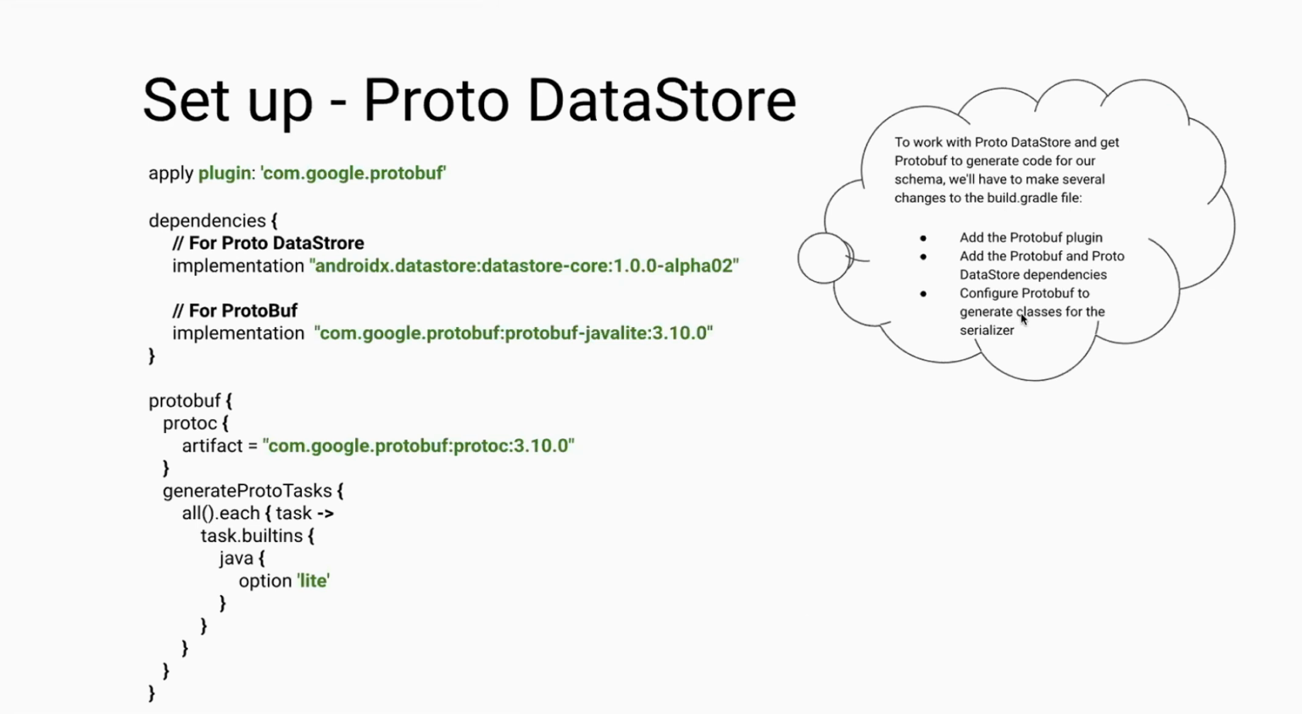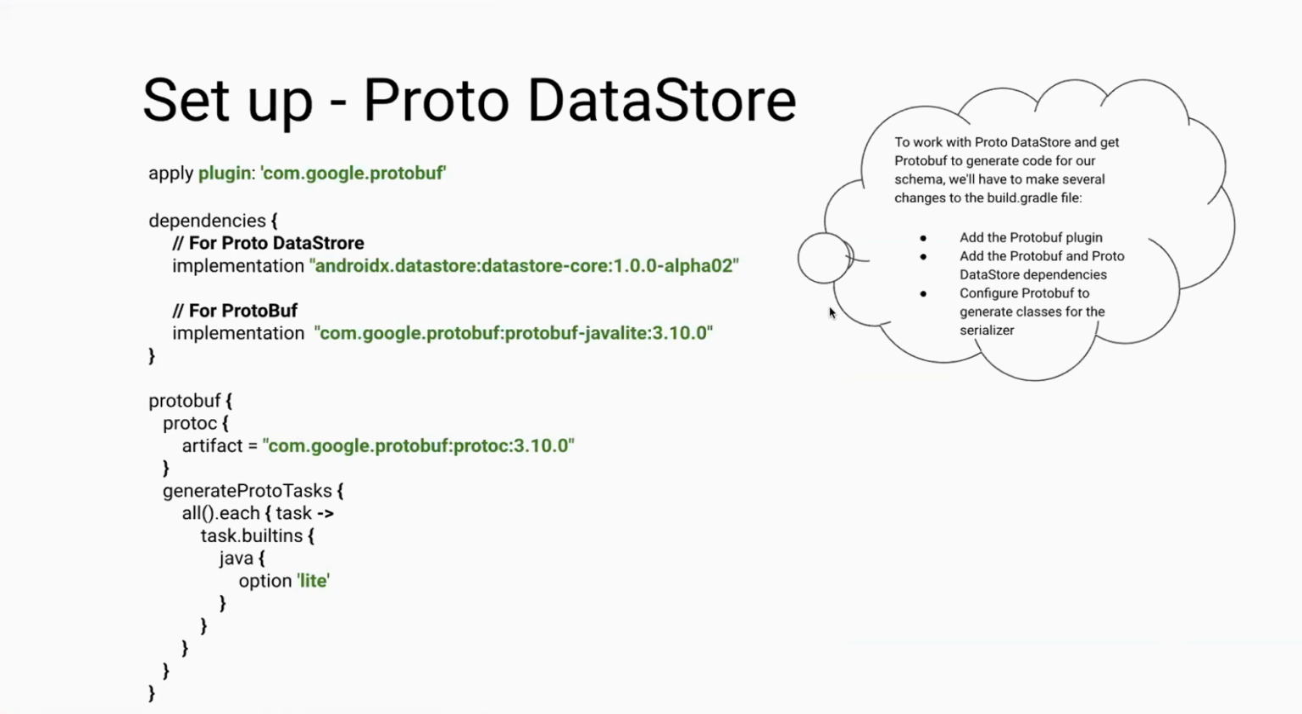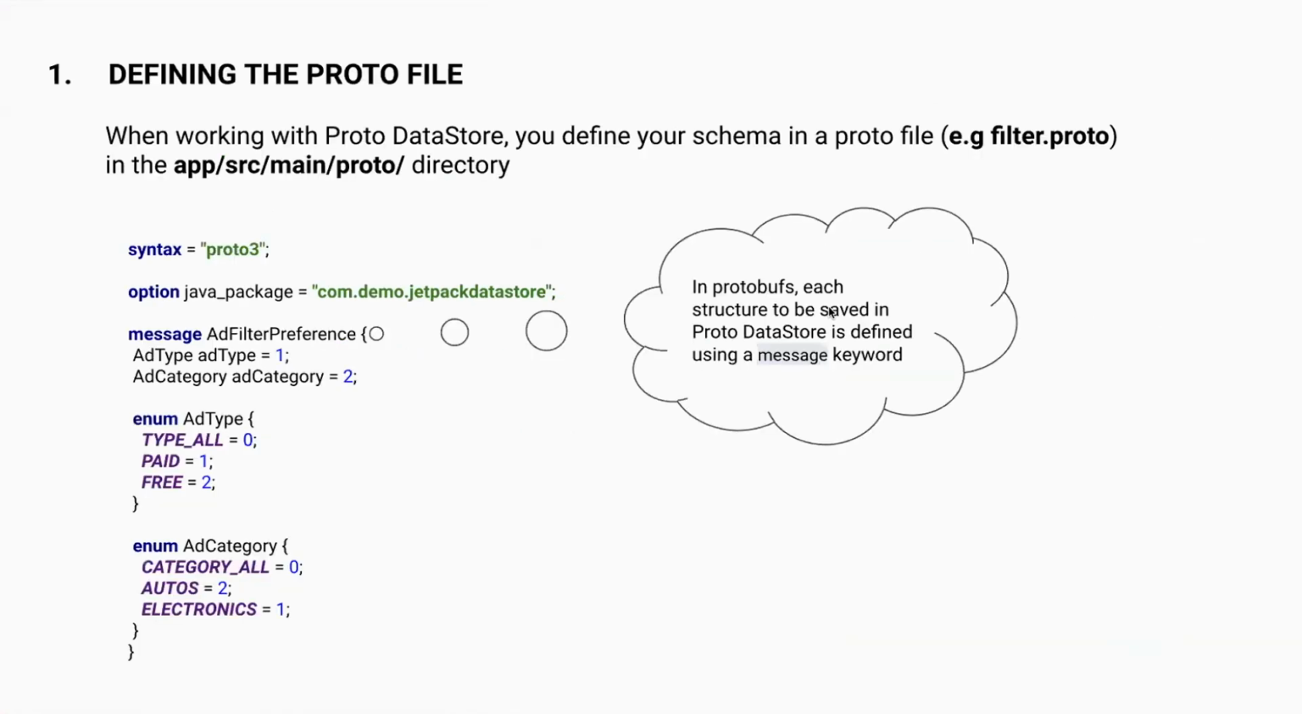Whenever there is a protobuf, there is a serializer. What does the serializer do? We'll come to know in the next slide. Now, defining the proto file. For using the protocol buffer, you need to define a proto file. A proto file is nothing but the schema which you will describe while saving your data.